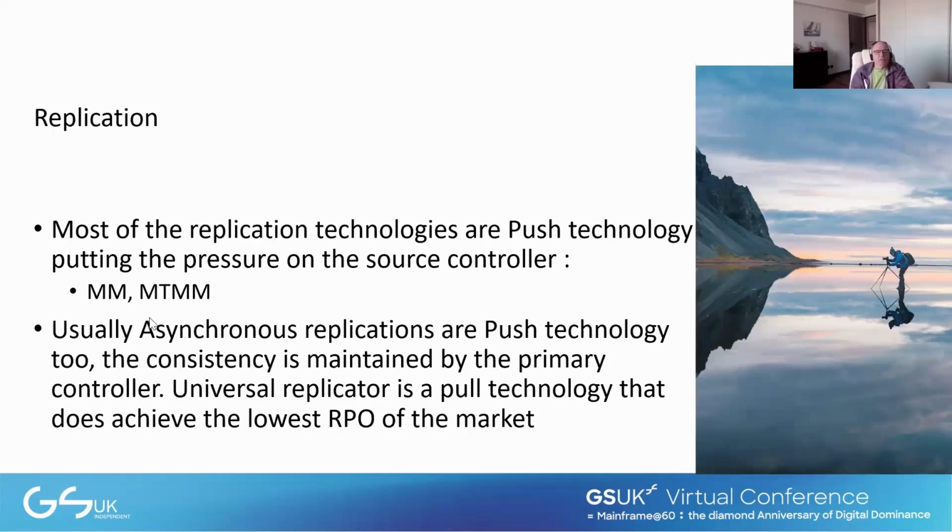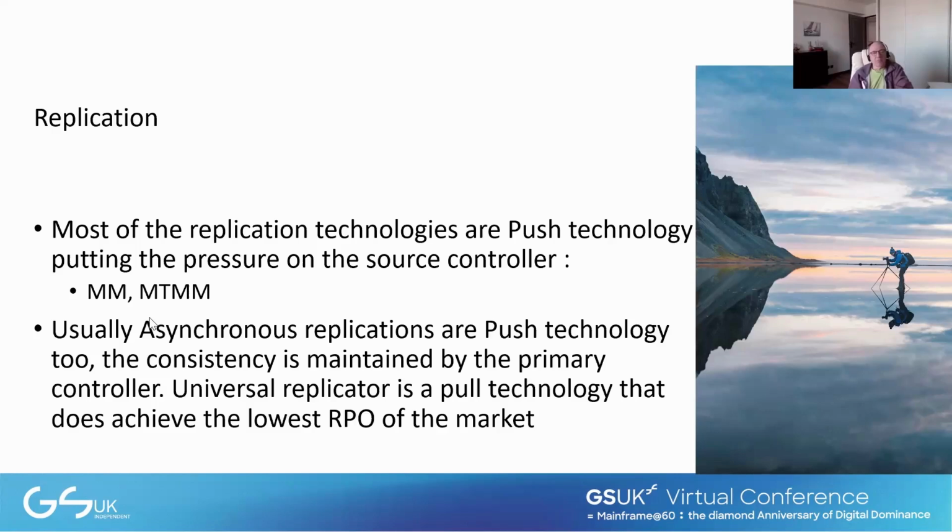Replication. Basically, most of the replication technologies are push technologies. If you're looking at PPRC, or what's called now Metro Mirror, it's a push technology. So the primary is pushing the data to the secondary, and the secondary acknowledges to the primary, and then you can acknowledge to the host.